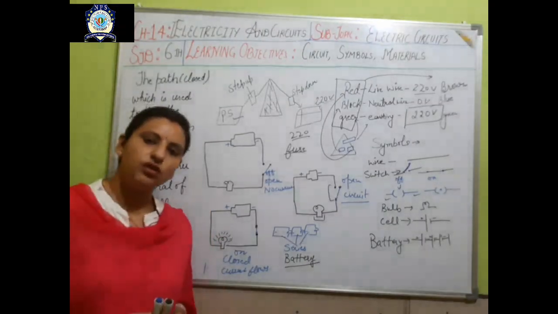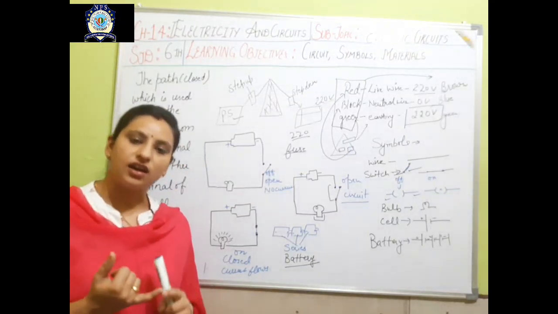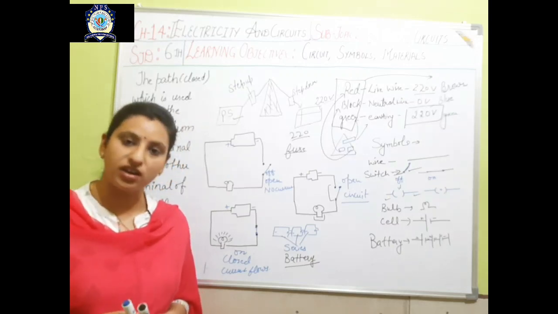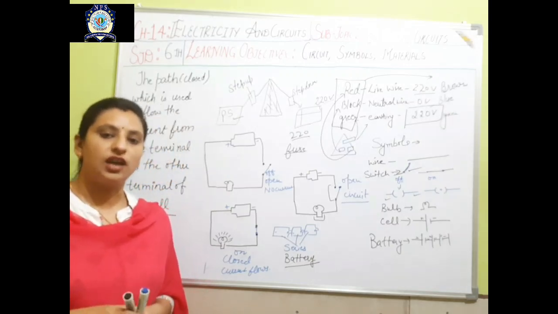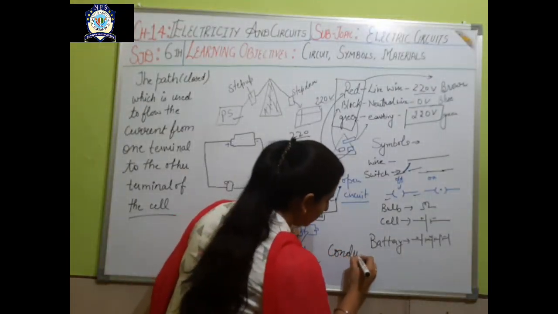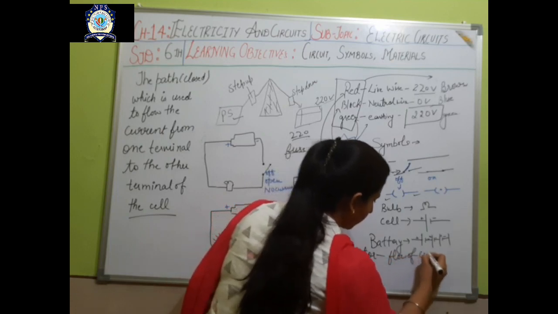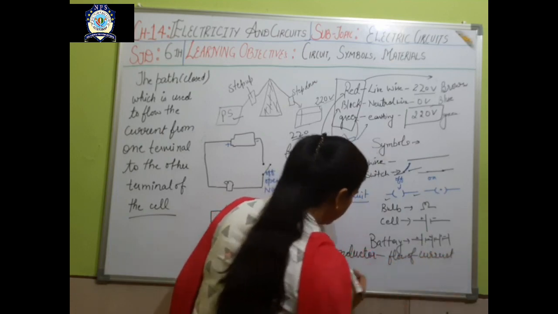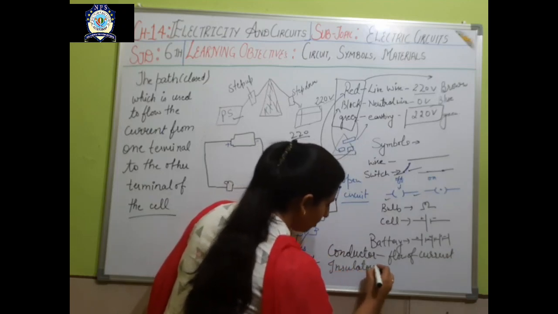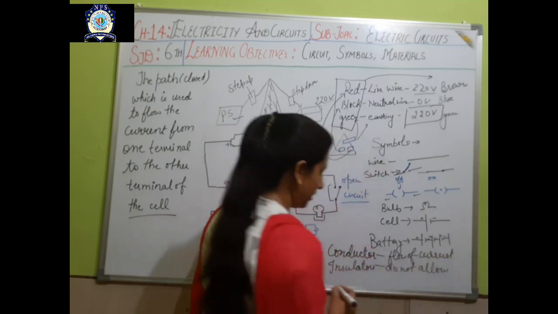And the next is the materials. As we have learnt earlier, there are two kinds of materials, conductors and insulators. Conductors are those which help in the flow of electric current because they have free electrons in them. So conductors help in the flow of current, and insulators are those which do not allow the flow of current.